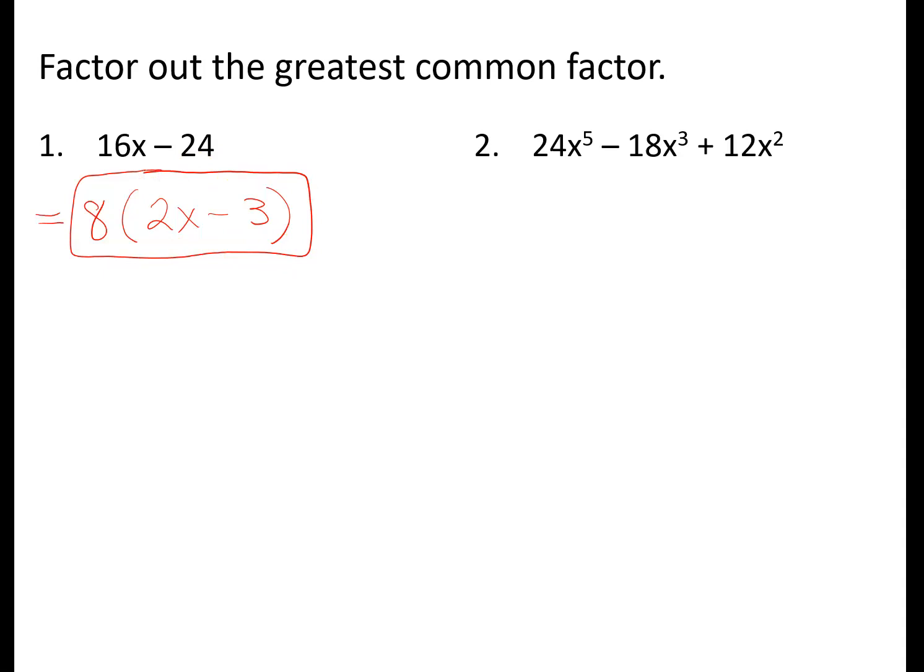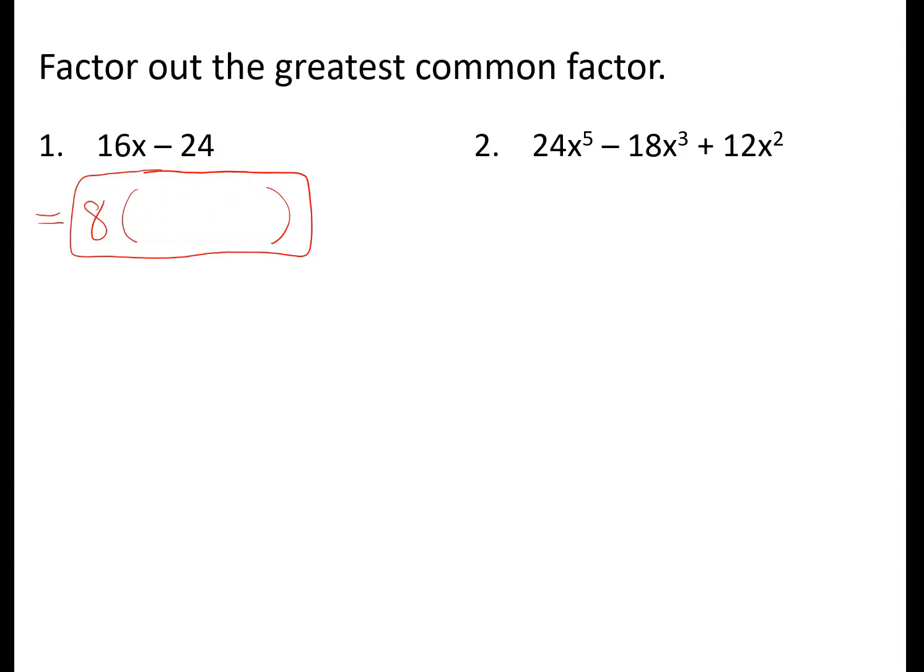Now, we're just dividing in our heads, but if you needed to, you could write out, okay, I'm doing 16x divided by 8. I'm doing negative 24 divided by 8. And so that's going to be a 2x minus 3 that goes in the parentheses. So if it helps you to write that out, you can. Now, here's another way that you might like to think about it.